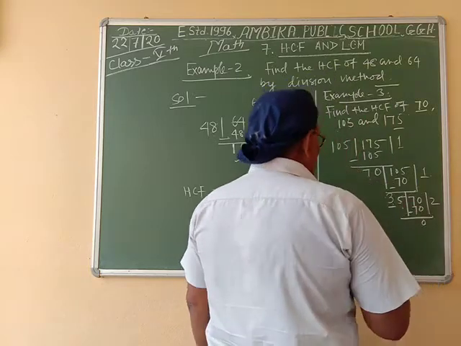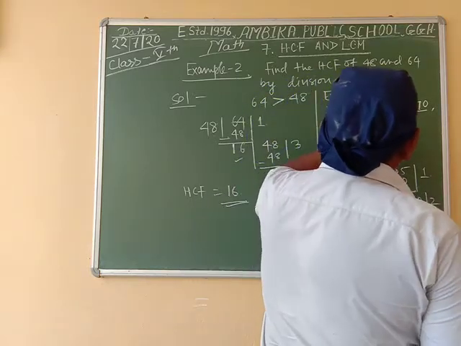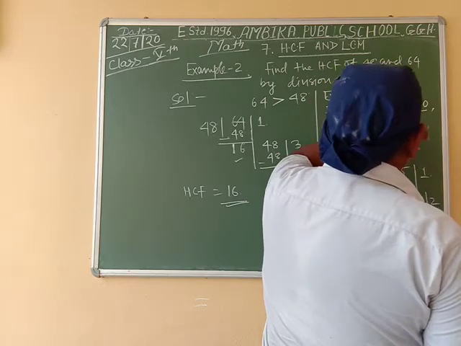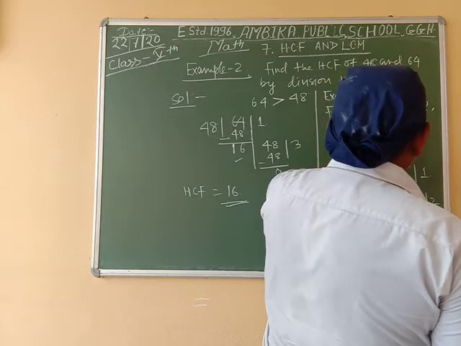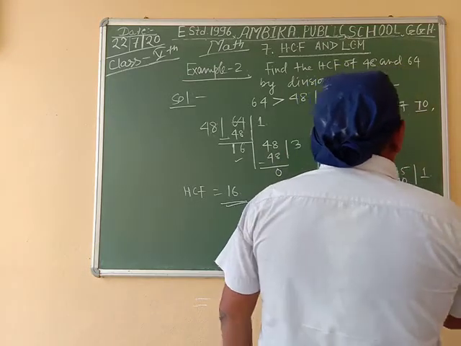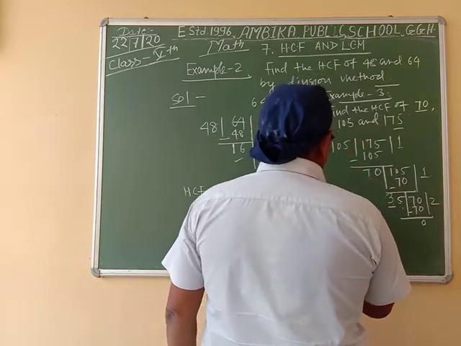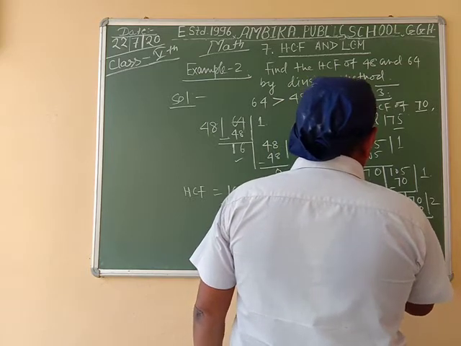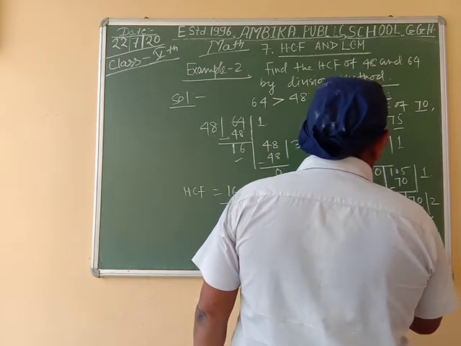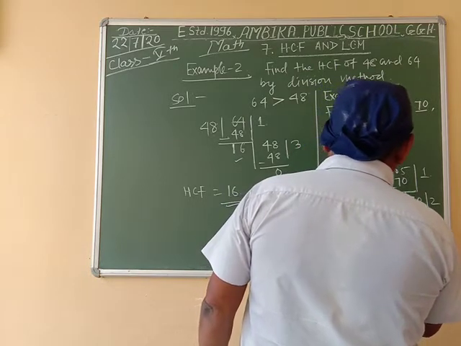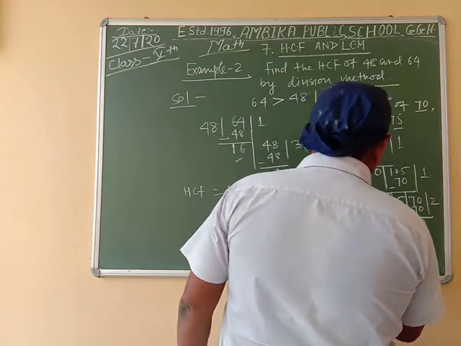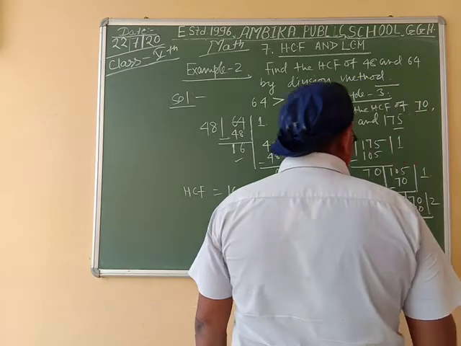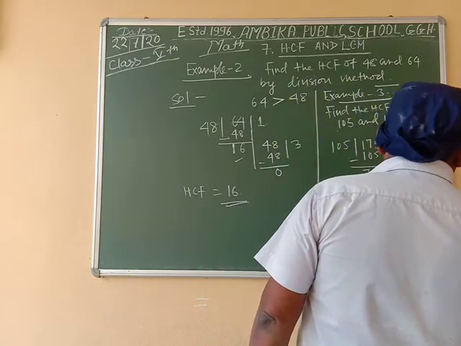So again we divide 70, the third number, by the HCF of the two numbers. Dividing 70 by 35, we get 70 as the product. On subtracting, the remainder is 0. Hence the HCF is equal to 35.